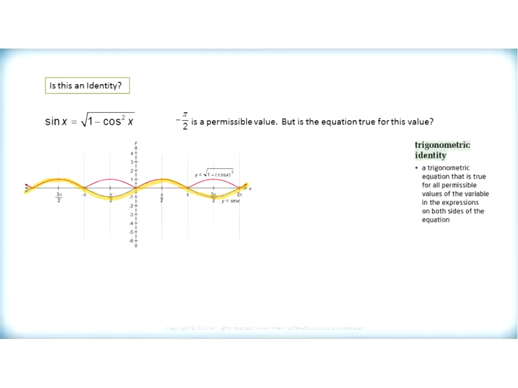So when we compare the blue graph, or in this case not a highlighted graph, with the red graph, the question is, is this an identity? Is it true for all permissible values of x? And the answer is no. If you look at negative pi over 2, for example, negative pi over 2 is a permissible value. But is the equation true for this value of x? No, it isn't. When x is equal to pi over 2, the sine of x is 1. When x is equal to pi over 2, the square root of 1 minus cosine squared x is actually negative 1.